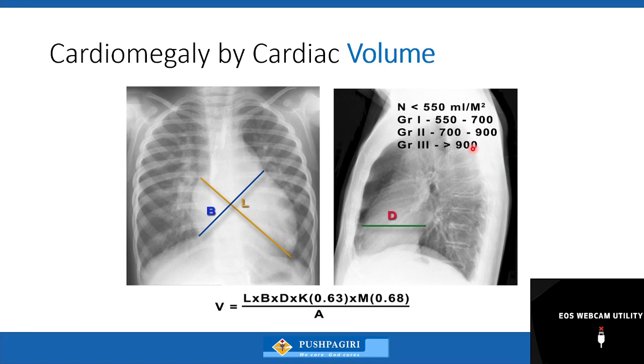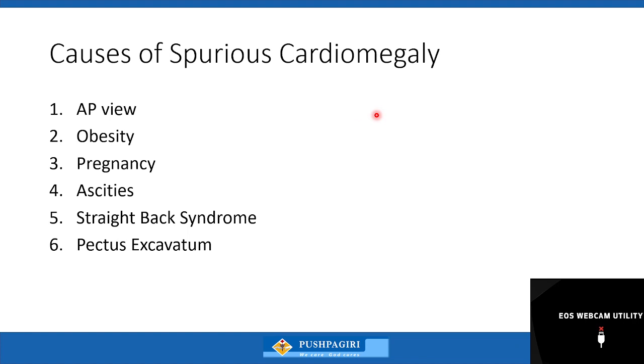Now, we may see certain false elevation of cardiomegaly. The causes of spurious cardiomegaly are: if you take an AP view, there will be a 5 to 10% apparent cardiomegaly. Obesity, pregnancy, ascites, then skeletal abnormalities like straight back syndrome and pectus excavatum. So these are the other spurious causes of cardiomegaly.